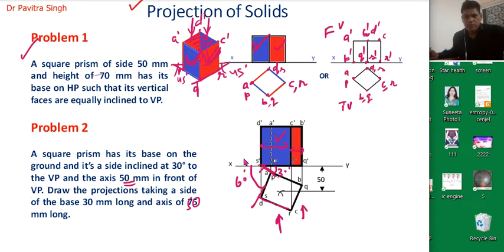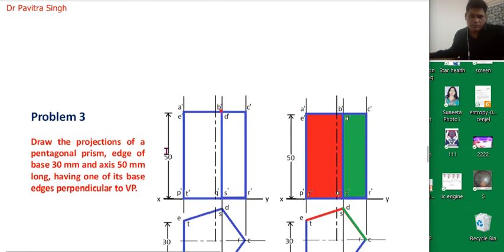Okay, so this is the front view and this is the top view of this problem. So this is the same problem like the first problem, but only difference of the inclination. So this is inclined 30 degree and this is inclined 45 degree. Okay, that's why this surface is larger than this surface. Okay, so now we will try to solve the third problem.